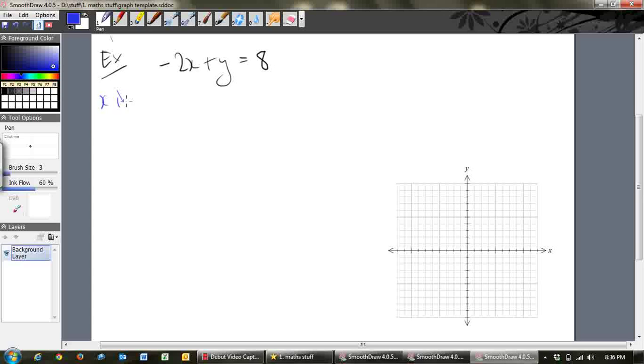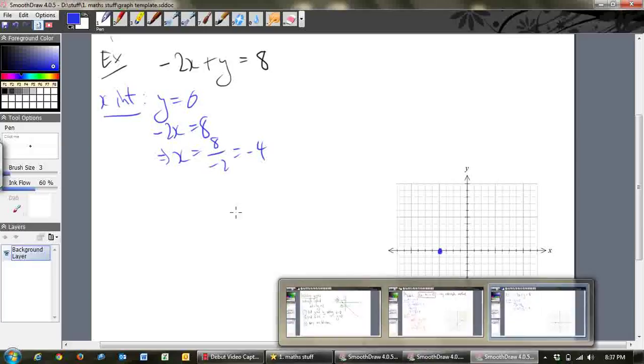How do we find the x-intercept? That's when y is equal to 0. So when y is equal to 0, basically that is 0 there, so that is just going to disappear. You can just hold your hand over that if you want. You're going to get negative 2x equals 8. Therefore, x equals 8 divided by negative 2 equals negative 4. So your x-intercept is negative 4. That's going to be right there.